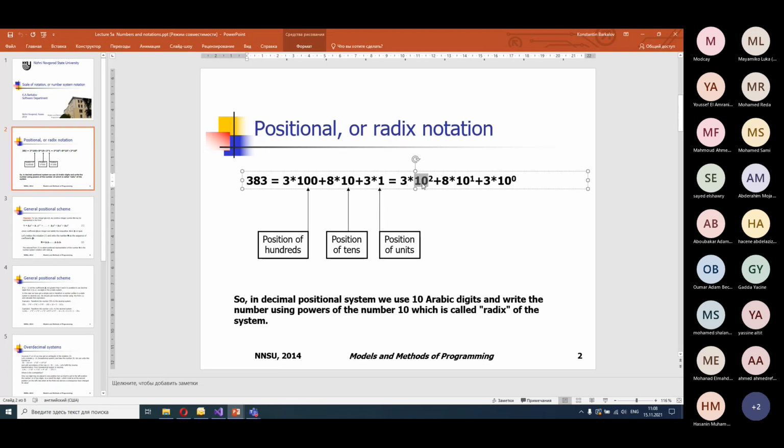By the way, maybe you know, or maybe you can make some guess, why in our real life we use a decimal system of notation with radix 10? Do you have any ideas why people use a system with radix 10?